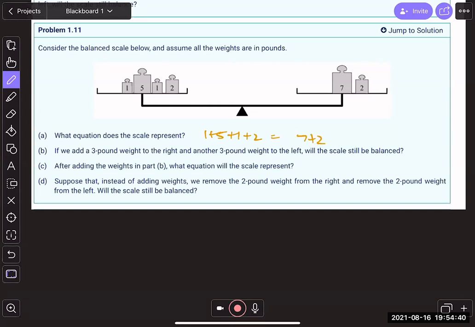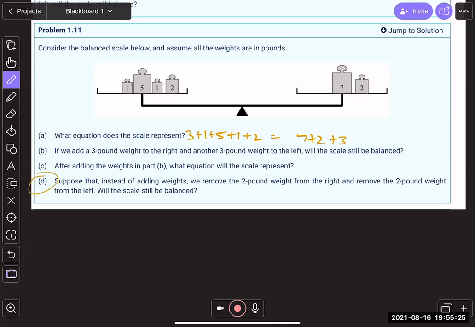Okay. And then part B, if we add a 3-pound weight to the right and another 3-pound weight to the left, is this still going to balance out? Yeah. So what does this represent? Did I say anything about this earlier? There wasn't a name for it, but it was an idea that I had said. If you do something to one side and you do the same thing to the other side, it should be equal. Yep, and that's exactly it, right? In this case, we're adding 3 to both sides, and that still ends up equaling out, right?